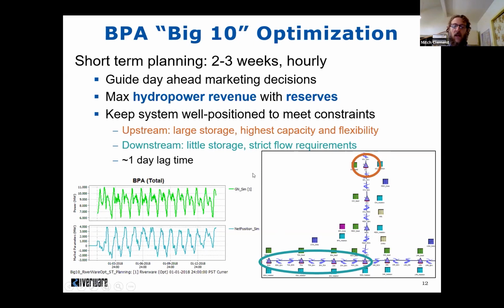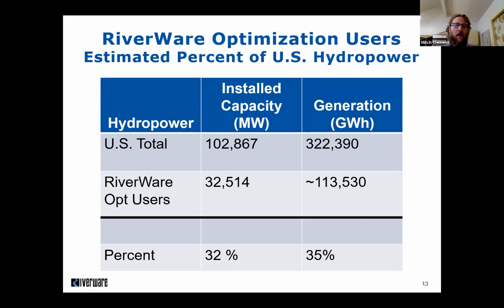And so that's really where that global solution and optimizing the system together becomes critical, and looking at all of those system effects simultaneously. And just to wrap up, to give a sense of where RiverWare fits in hydropower management in the US, you can see here that roughly 1/3 of the hydropower in the US uses RiverWare optimization as part of its hydropower management.